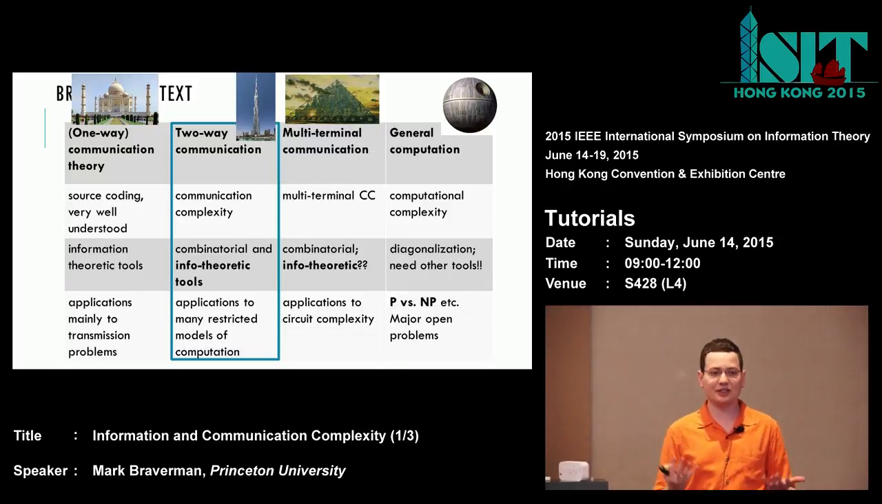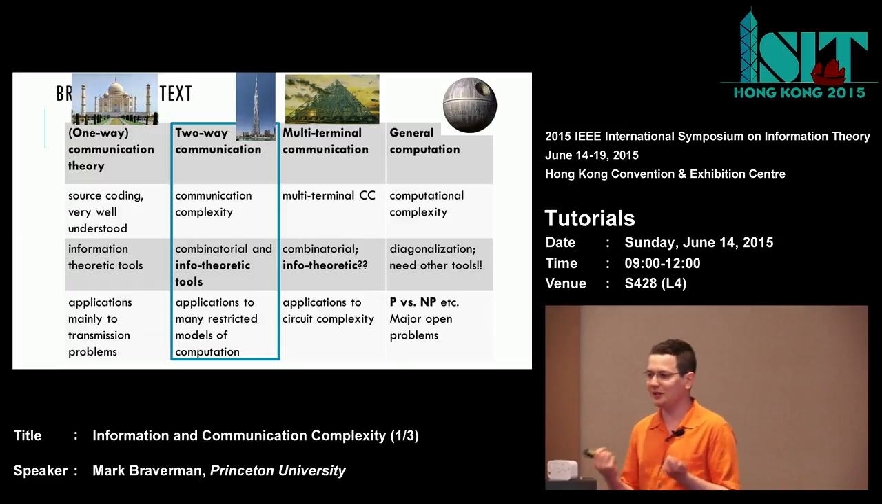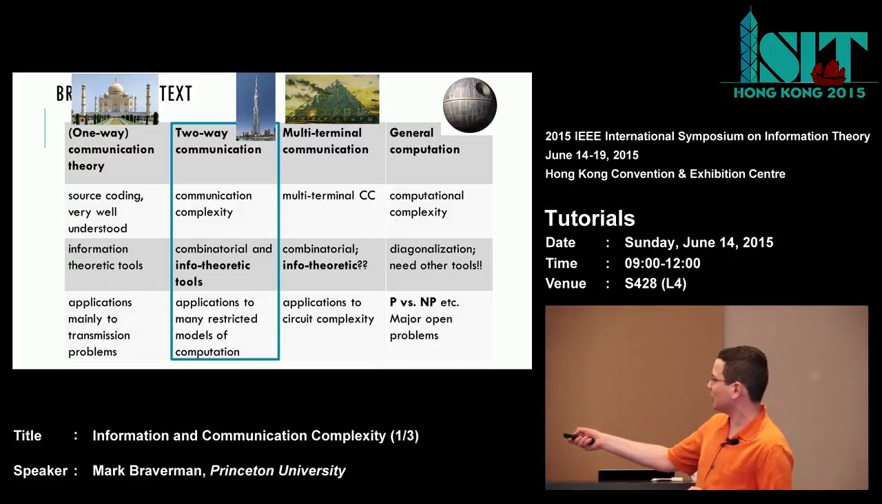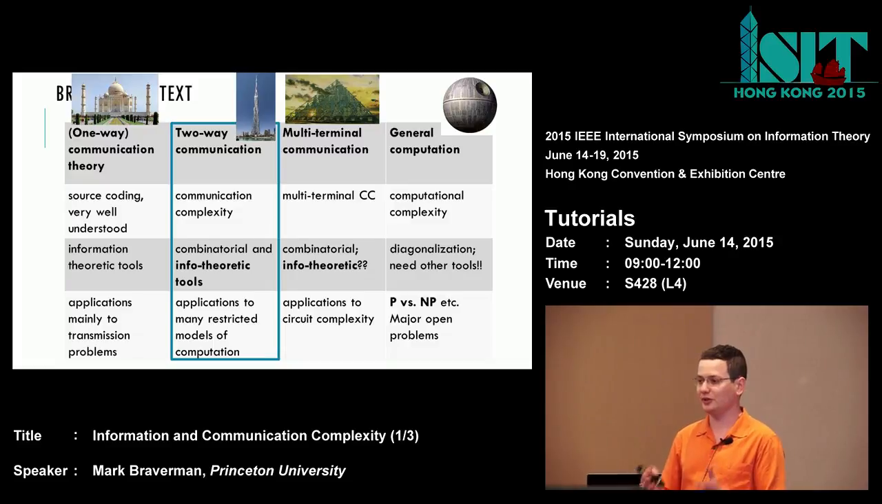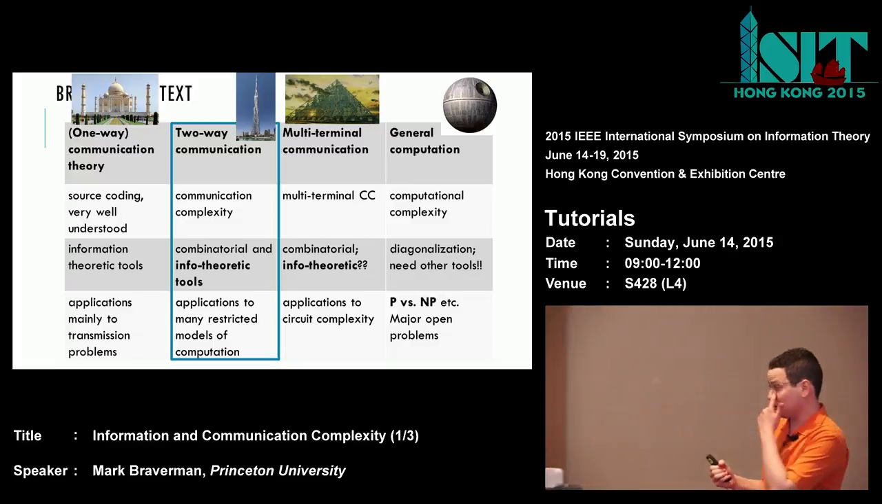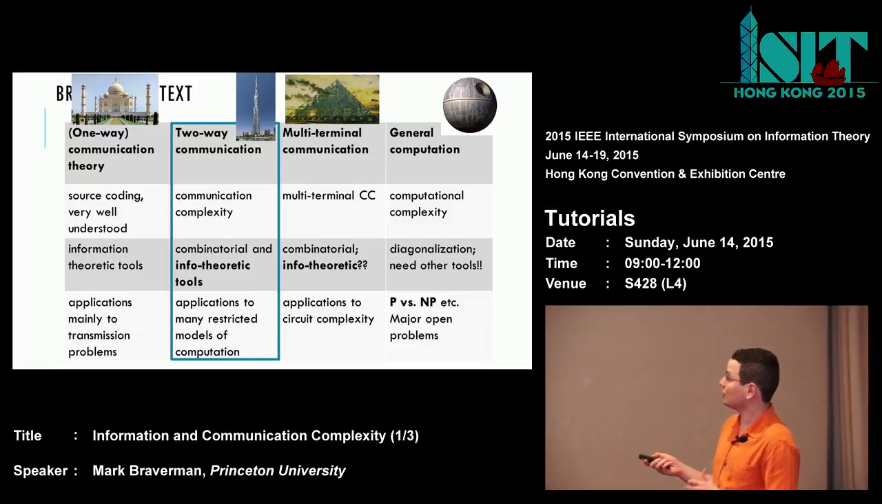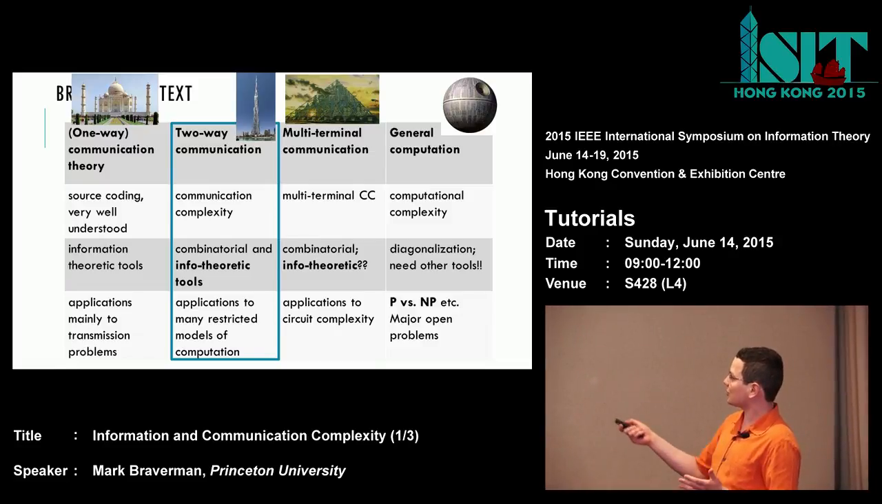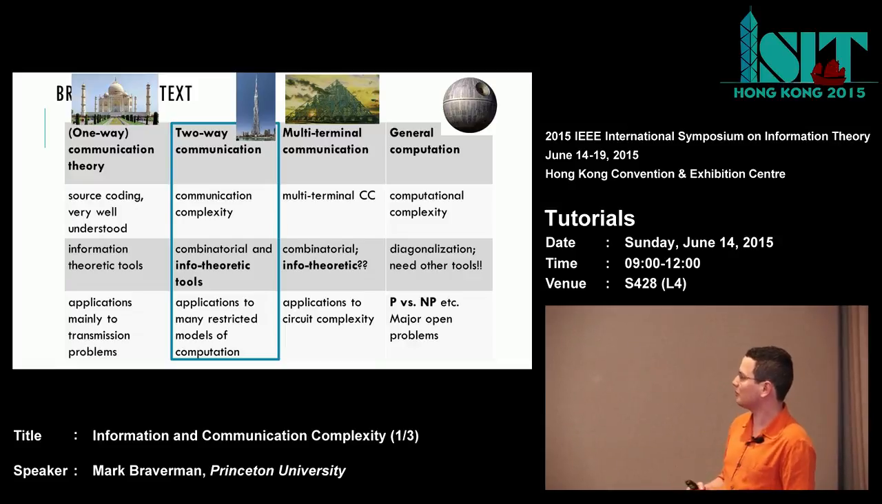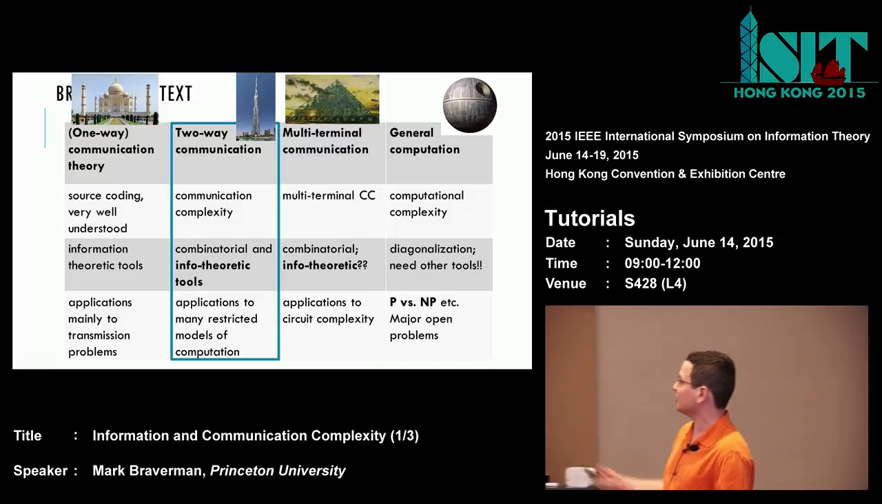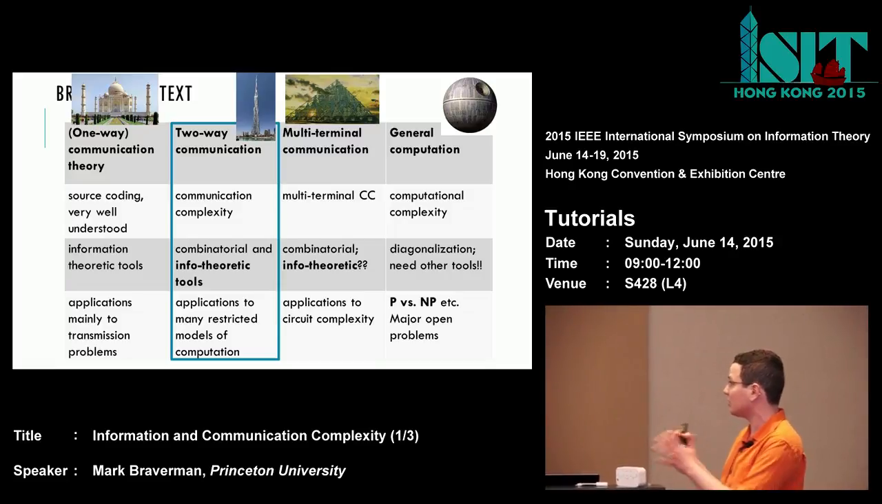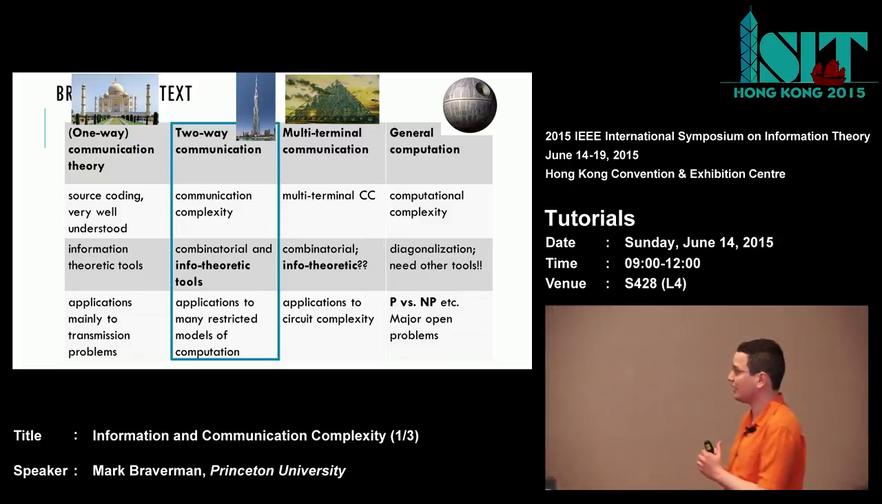The tools needed are both combinatorial and information theoretic. We'll actually see some evidence that, much as we wish, it doesn't look like you can just get rid of the combinatorial tools and only use information theoretic tools. And there are many applications to restricted models of computation. So the next natural step, which is kind of a future, but maybe not sci-fi future, is building this theory for multi-terminal communication. I'll get back to it in the end.